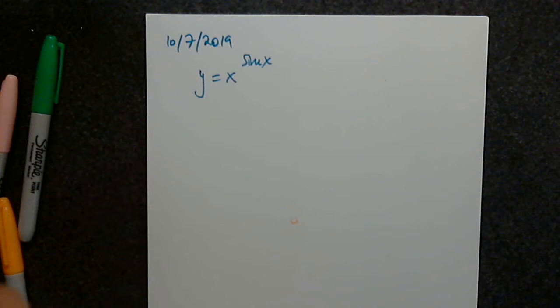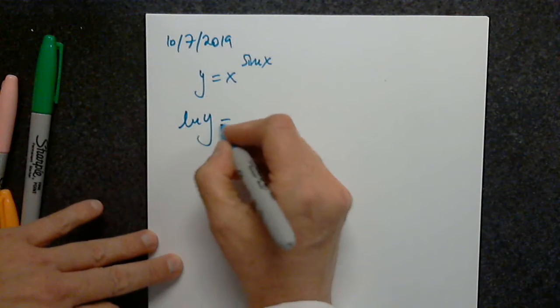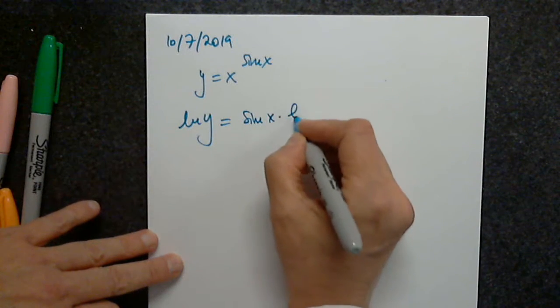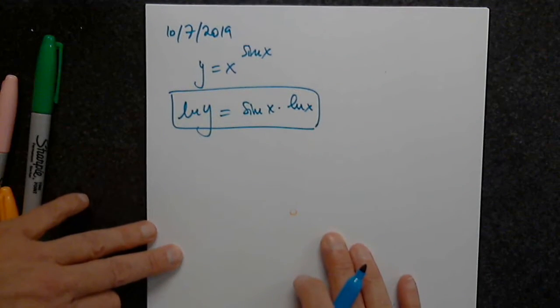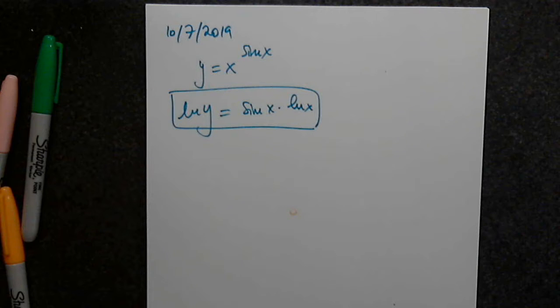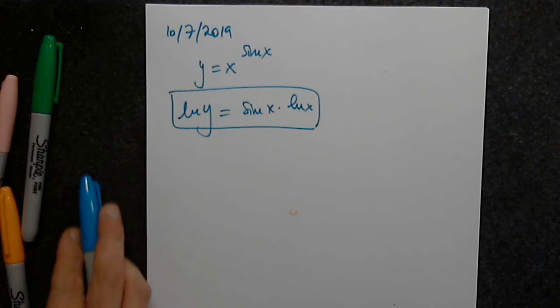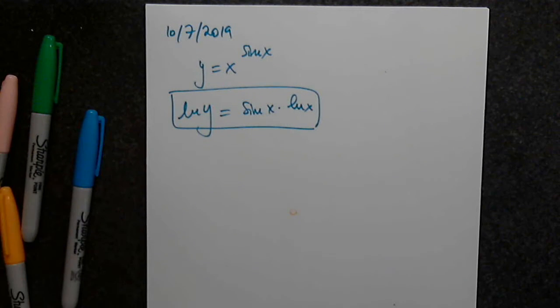Of course. So my first step must be this. Without this step, I cannot differentiate, because this is a function raised to a function, and we know there is no differentiation rule for that. Okay? So far so good?